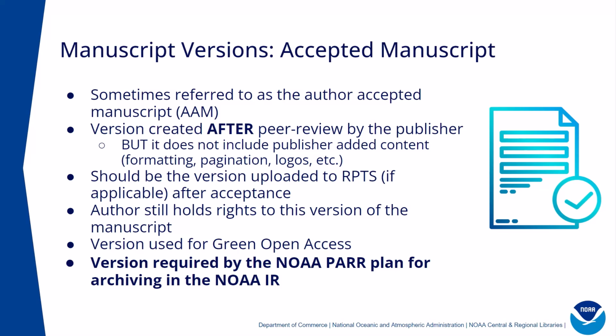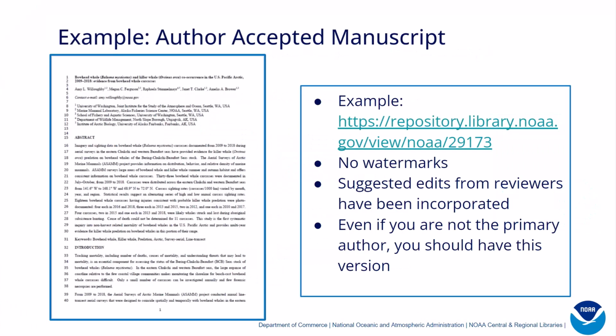Hopefully everyone saw our emails, and we talked a little bit about green, gold, and diamond open access. This is the green open access version. This is the manuscript that you are going to be sending to the NOAA Institutional Repository. This is the version of your article that we want and that complies with the NOAA PAR plan and the upcoming NAO. So I thought what I would do is give an example, because this is the one that we want.